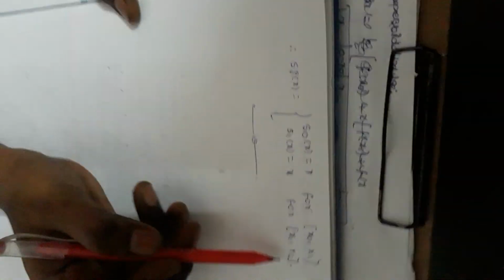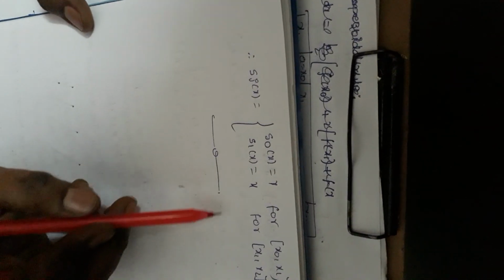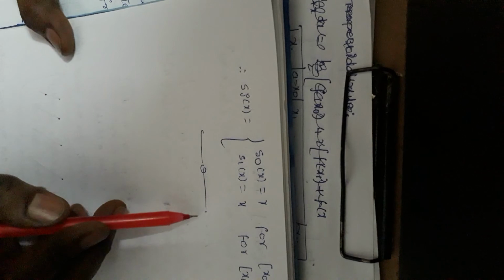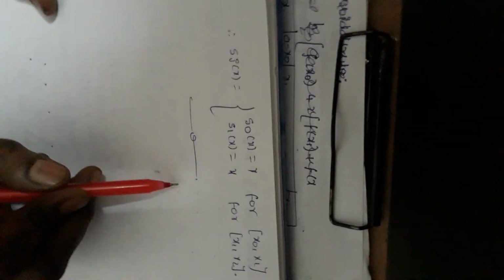Sj of x: S0 of x is equal to x for x0, x1, S1 of x is equal to x for x1, x2. So this is the clamped cubic spline. So try to understand the procedure clearly, then you will get all the problems easily. Thank you.